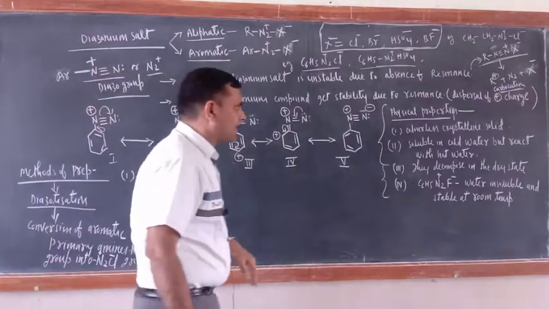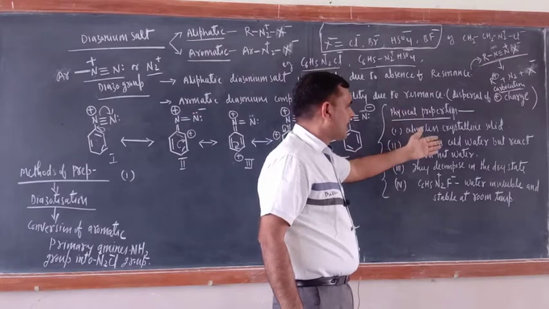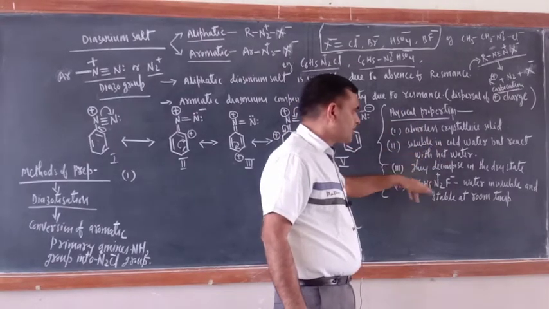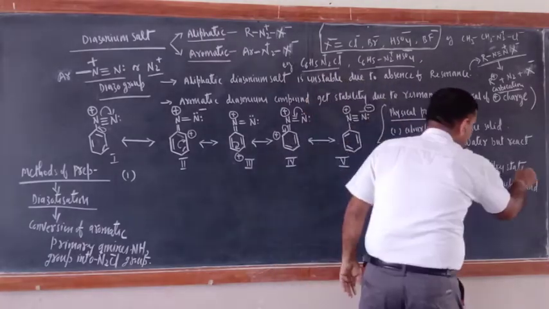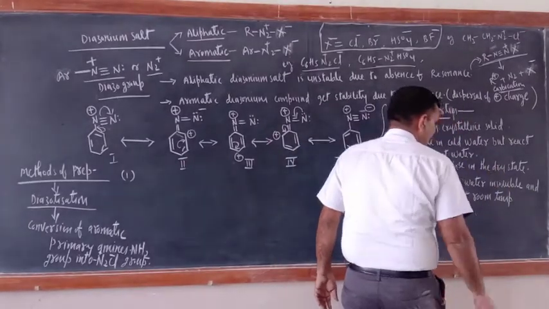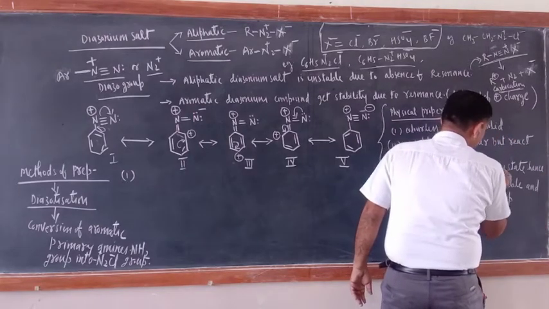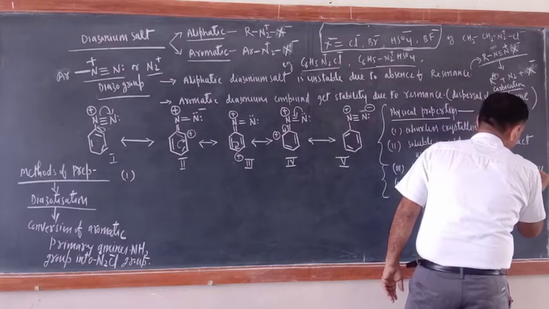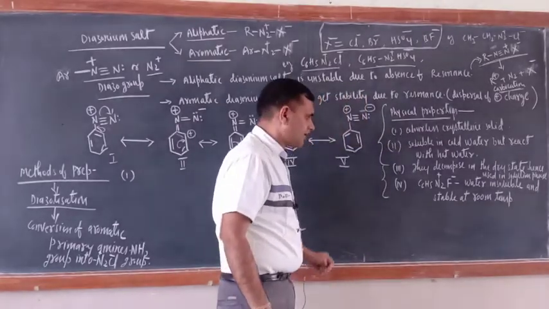What about physical properties? They are colorless crystalline solids, soluble in cold water but they react with hot or warm water. They decompose in the dry state only. So they decompose in the dry state, hence please write down this one also, hence used in solution phase. Most diazonium salts are used in the solution phase only.